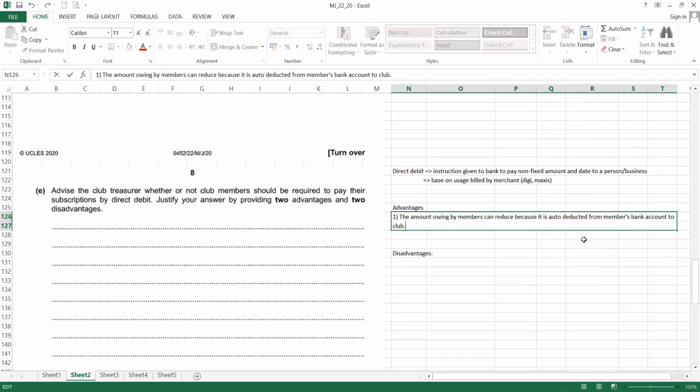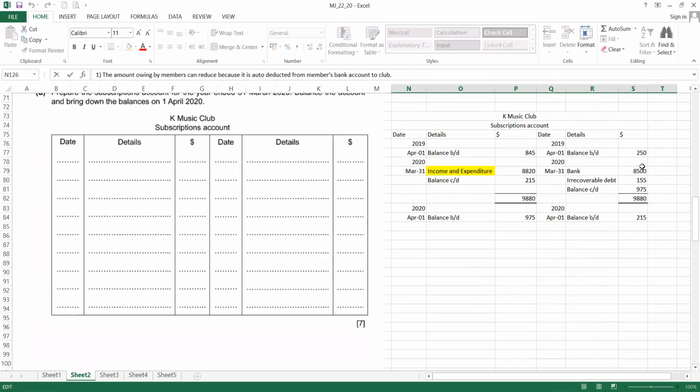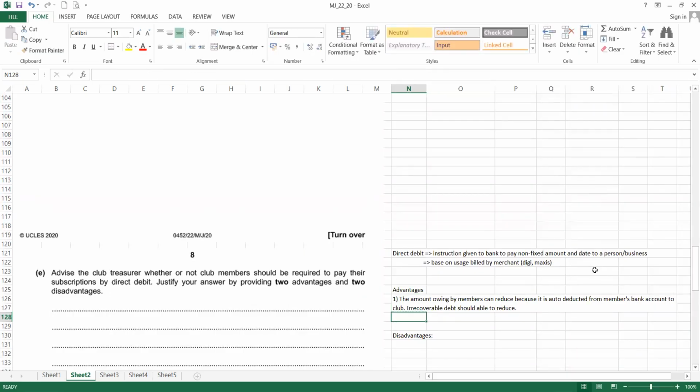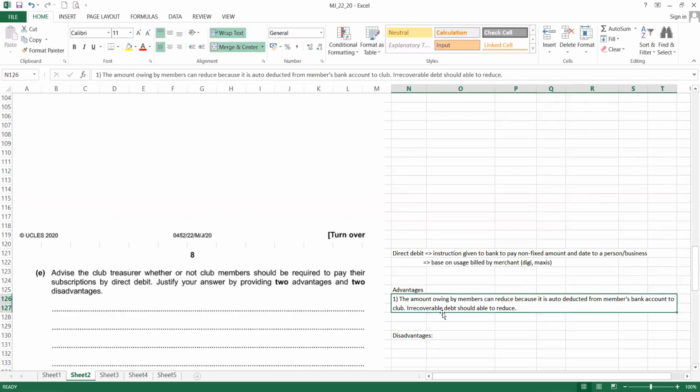So what happened? The owing amount can be reduced. That is an advantage. When the amount is reduced, one of the good things is the bad debt here, the irrecoverable debt, should be able to reduce. That is an advantage to the club. Sure, there is money coming in.